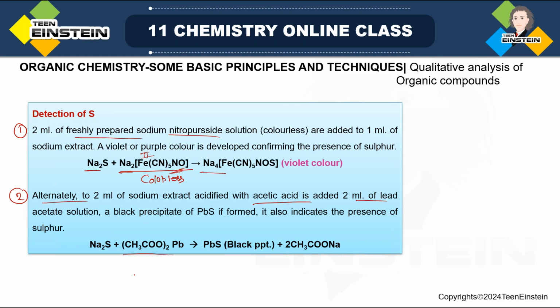Lead acetate is this one, (CH3COO)2Pb. So Pb has +2 oxidation state, which is balanced by 2 CH3COO minus. And when we have sulfur in the organic compound, in the sodium fusion extract you already have sodium sulfide, Na2S, and that sodium sulfide will react with this. There will be a simple exchange of cations and anions. Now S is with Pb, and there is a black precipitate formation, plus sodium acetate, which is the byproduct.